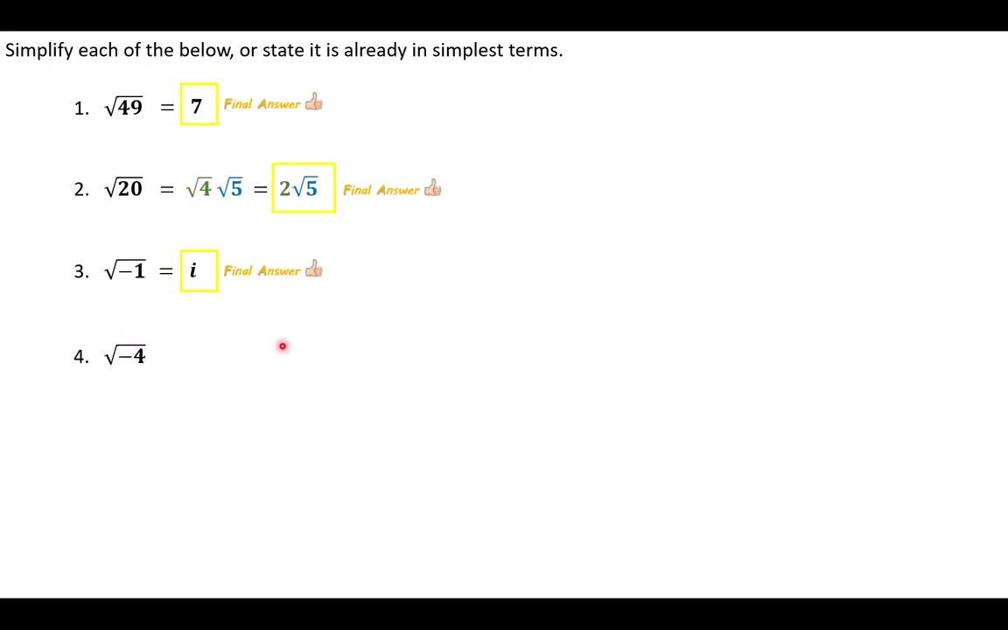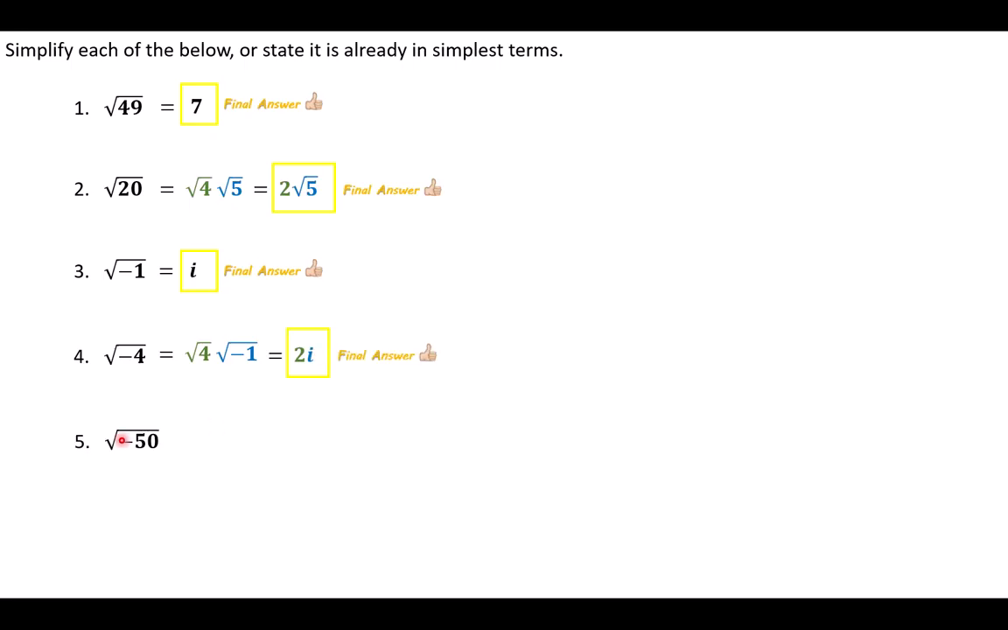The square root of -4 is not a real number, but we can simplify it. Here's what we do. We express -4 as positive 4 times -1. Now we have something for the square root of 4, it's 2. And we have something for the square root of -1, it's i.